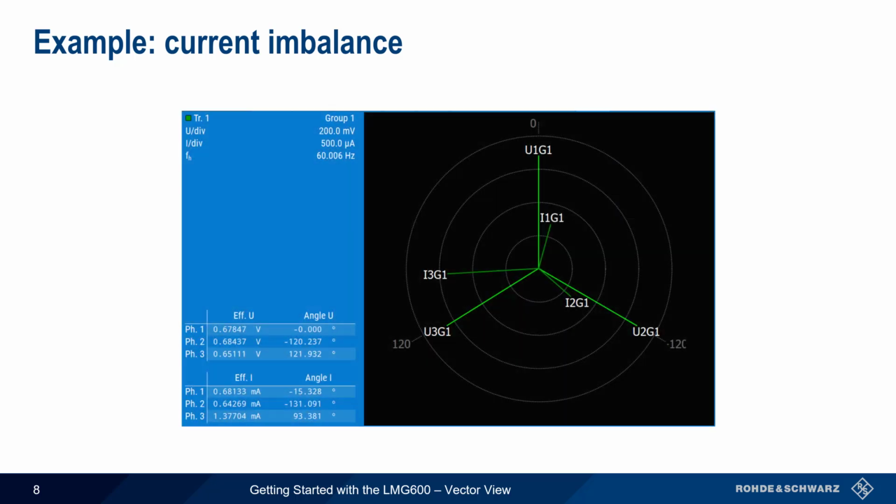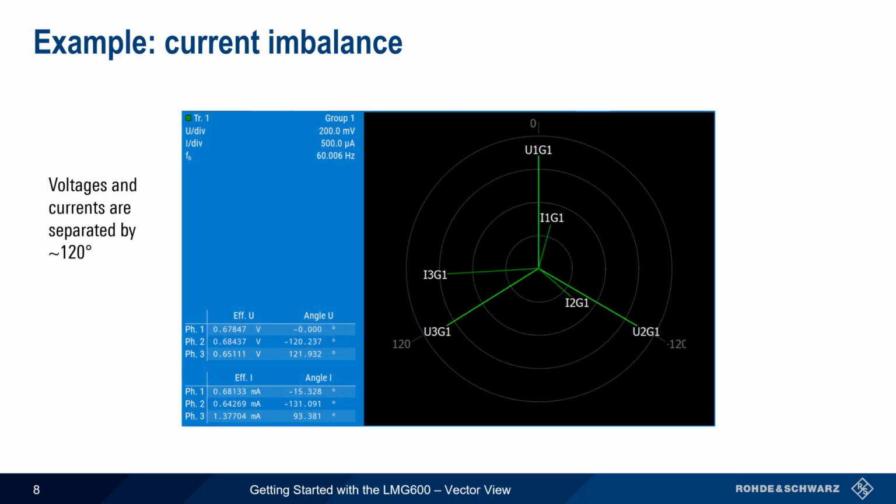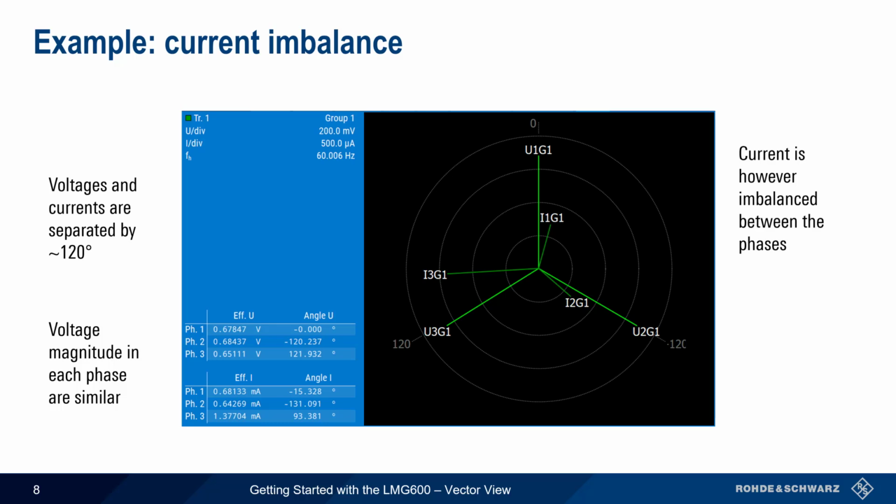Here we see a somewhat different situation. The voltage and current phases are still separated by an angle of approximately 120 degrees, and the magnitude of the voltage is similar in each phase. Note, however, that one phase, phase 3, is carrying almost twice the current as the other phases. This can be seen in both the table of values as well as in the graph. A current imbalance in a 3-phase system is usually undesirable, and can often lead to serious problems, such as overheating, loss of torque, etc.